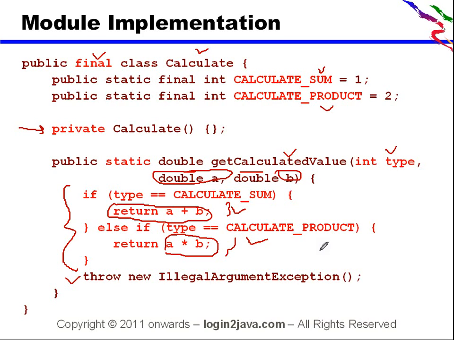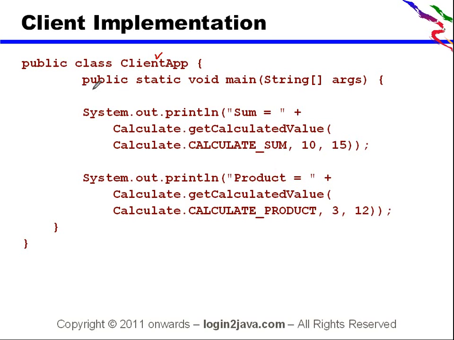Let's see the code, how this can be used. It's very simple. This is your client application where you want to use this algorithm. There can be many statements over here, but in between you can use this algorithm. If you want to calculate sum, Calculate is a static class, so Calculate.getCalculatedValue, and you can pass what type of calculation you want and the values on which the operation will happen. Similarly for product, you can use it like this. So this is a straightforward simple implementation for the given problem.